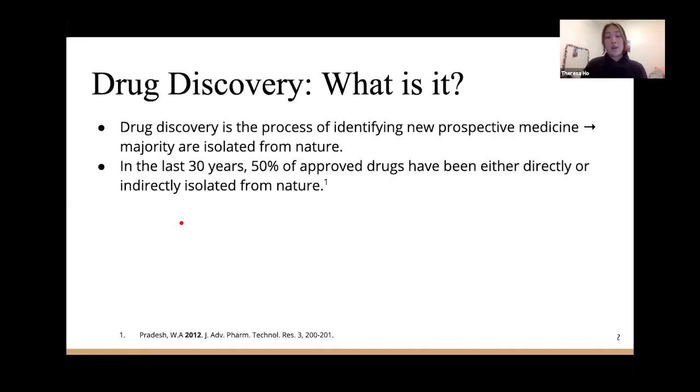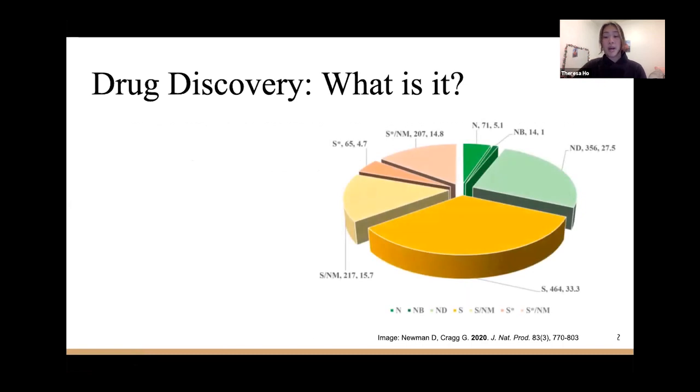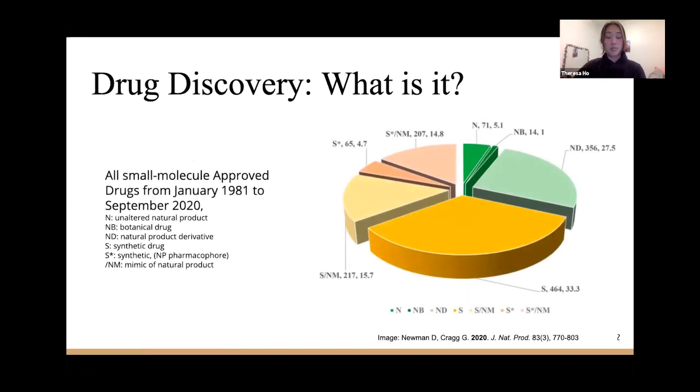Drug discovery is a process of identifying new prospective medicine, where a majority are isolated from nature. In the last 30 years, 50% of approved drugs have been isolated from natural products. In this figure, which is a pie chart of all small molecule approved drugs in the last 40 years, you can see that more than half of the drugs are from natural products or are mimicking a natural product. So with knowing that a lot of drugs come from natural products, this leads us into structural elucidation.